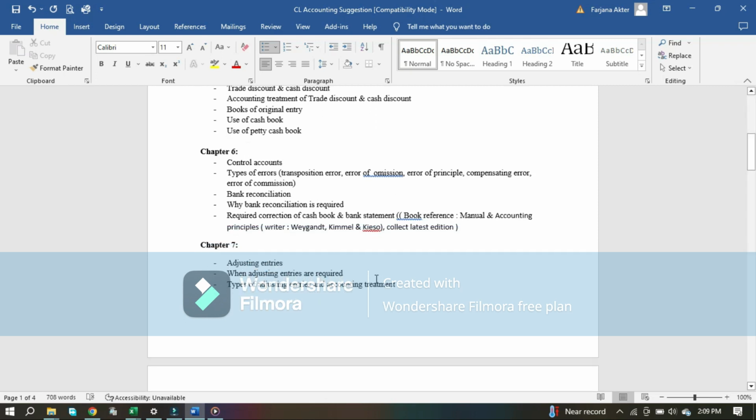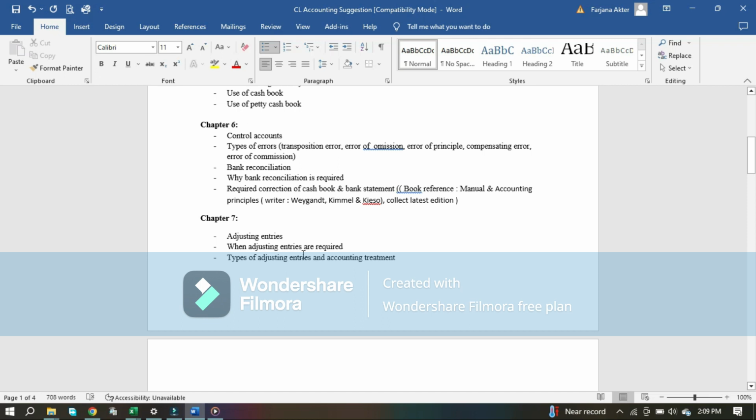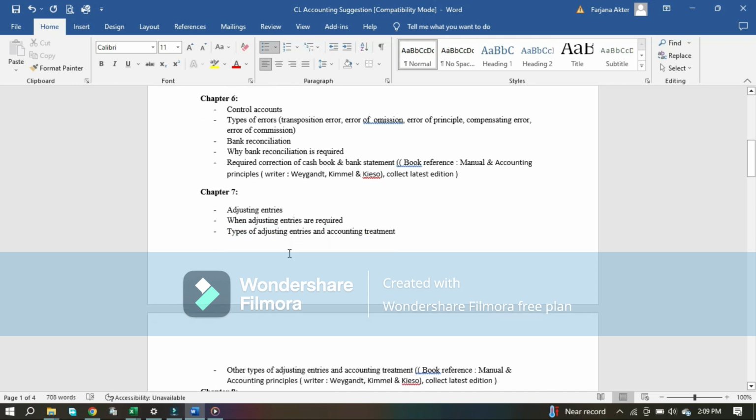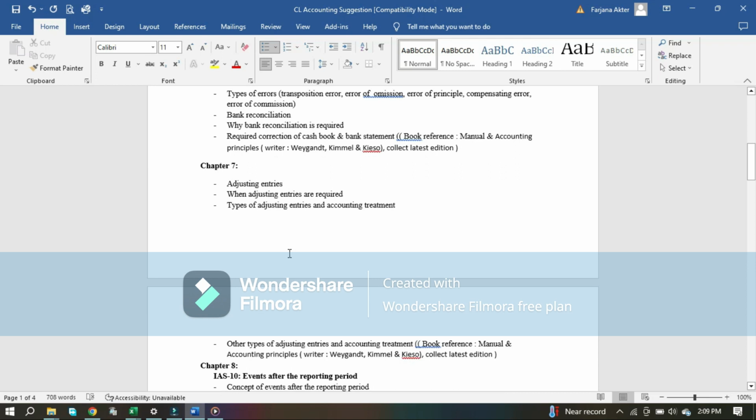Chapter 6. Control accounts. Types of errors: transposition error, error of omission, error of principle, compensating error, error of commission. Bank reconciliation. Why bank reconciliation is required. Required correction of cash book and bank statement. Book reference, Manual and Accounting Principles, Weygandt, Kimmel and Kieso, collect latest edition.